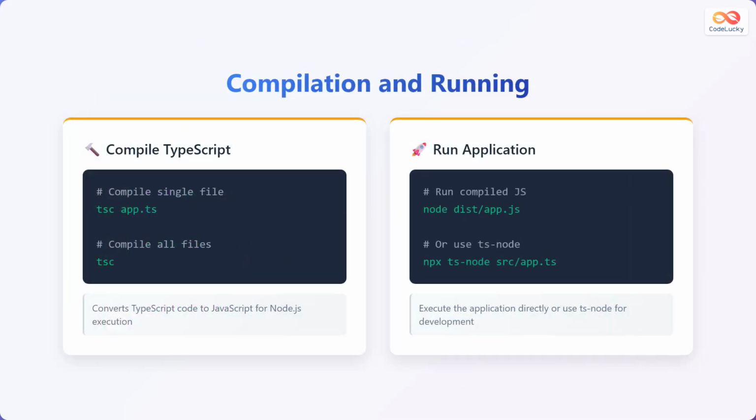To compile TypeScript code, use the tsc command. To compile a single file, use tsc app.ts. To compile all files in the project, simply use tsc. Once compiled, you can run the JavaScript file using Node.js, node dist/app.js. Alternatively, you can use ts-node for direct execution, and npx ts-node src/app.ts.